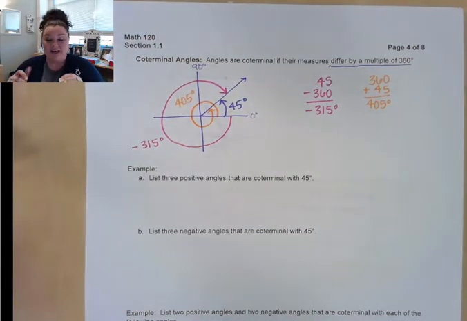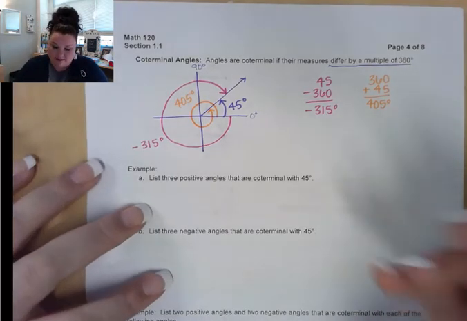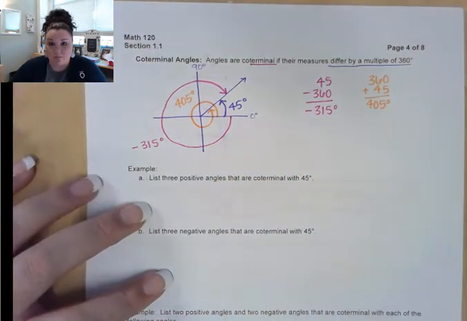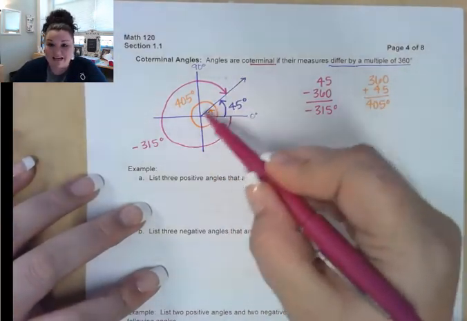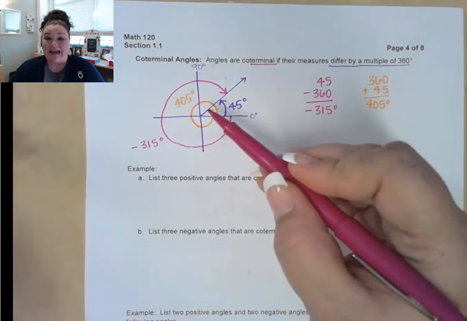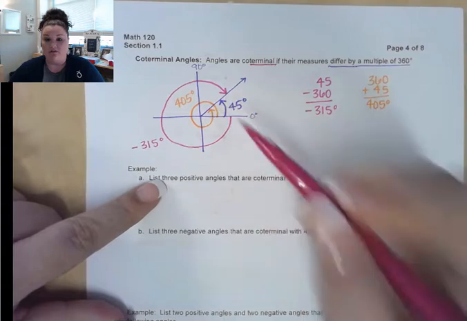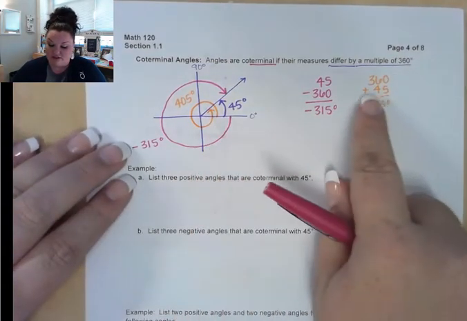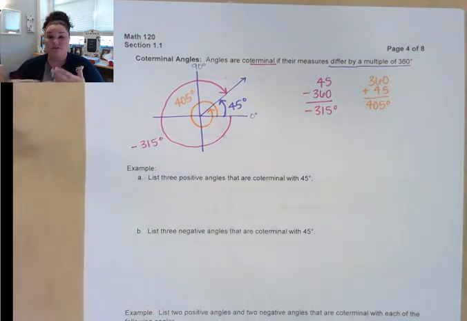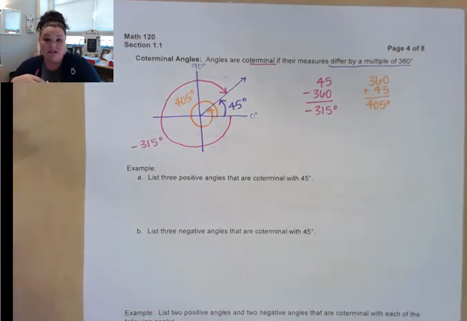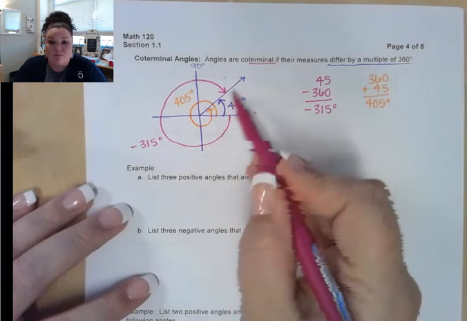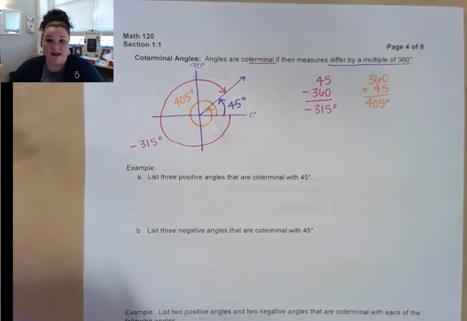So the idea is that coterminal means the terminal side, where the angle ends, is shared by all of these angles. The way we find them is by adding or subtracting multiples of 360. It might be just one 360, it could be 2 copies of 360. We could go around 2 more times or 3 times, and we're still going to end at the same purple ray. So all of those are coterminal angles, okay?